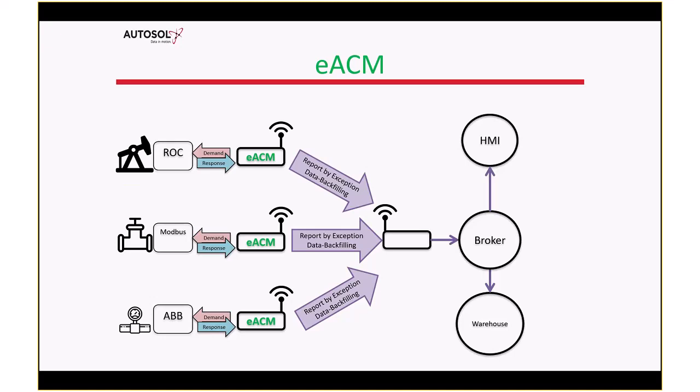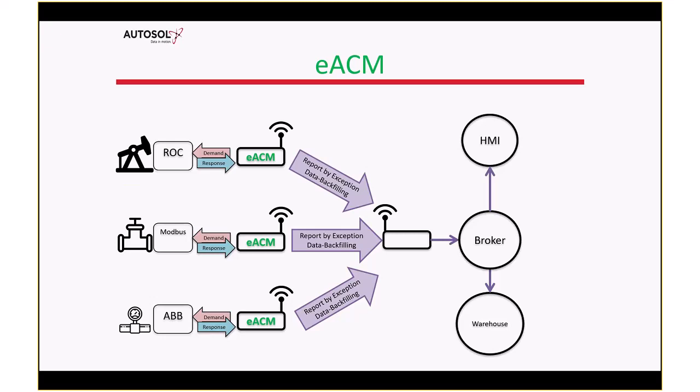eACM, pictured here in green, is a lightweight piece of software that fits onto almost any edge Linux box. This could be a cell modem, this could be a radio, this could be a smart switch, or a smart router. The native protocols of RTUs and PLCs commonly used in industrial control systems reside inside eACM.